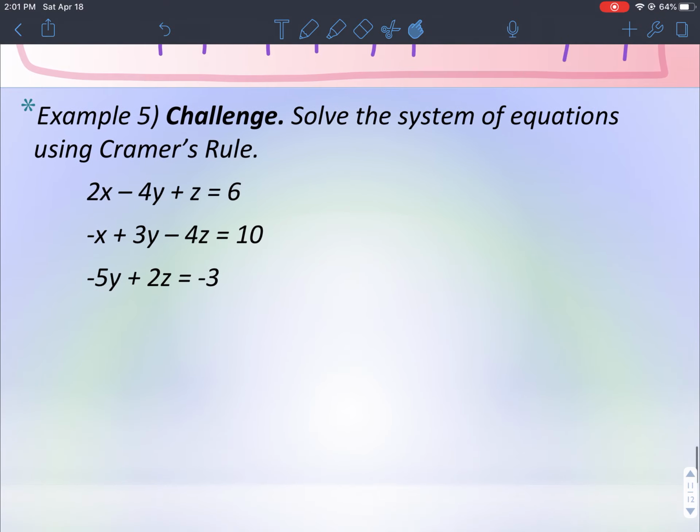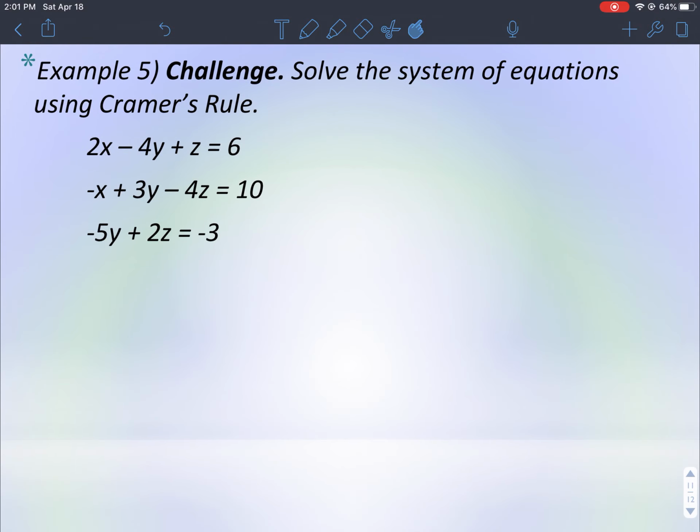Here is a challenge for you. Solve the system of equations using Cramer's rule. This is going to take us a little while, but we definitely don't want to do this by hand. We do not want to find 3x3 determinants of 4 different matrices by hand. So this is going to involve the graphing calculator a little bit.